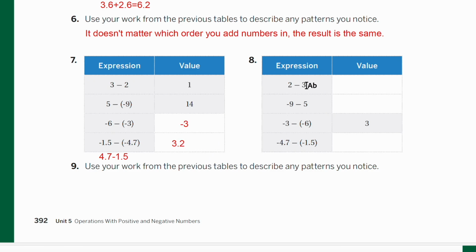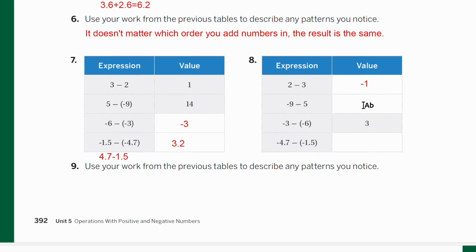Now let's take a look at the problems in the next table. If you notice, they use the same numbers, but their order is switched around. But this time, they're subtraction problems instead of addition problems. So let's see what happens. 2 minus 3, so we start at 2, we move down 3 spaces, and we should end up at negative 1. Notice how we didn't get the same answer this time as we got on the left table.